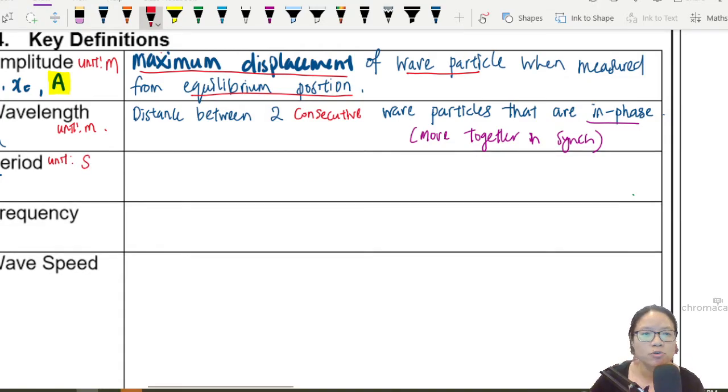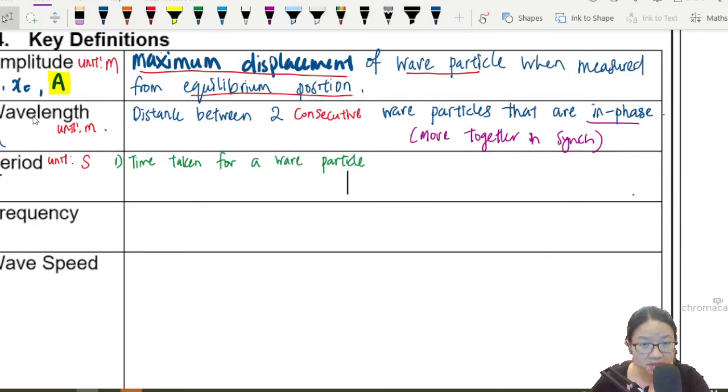Alright, so there are two ways to define this. I'm going to label them. The first way is to look at one single particle and measure its time taken for one complete oscillation. So maybe if you start from the middle point, it will go up, come down, return to the middle point again. That would be one oscillation, so that would be time taken. Please be specific, so mention that we are looking at a wave particle or a point on the wave: time taken for a wave particle to complete one oscillation.